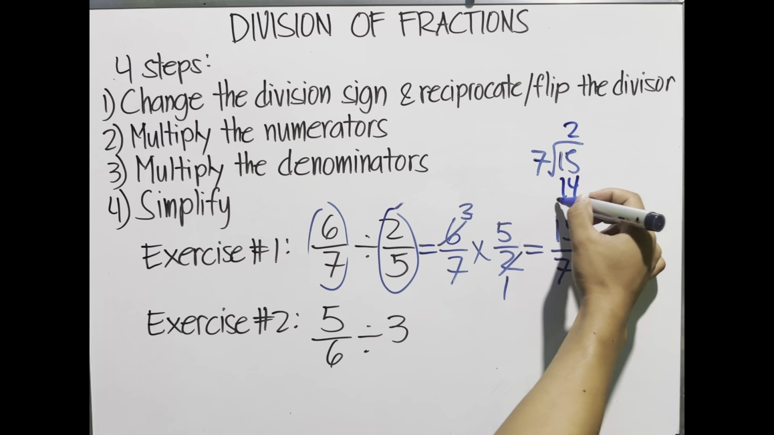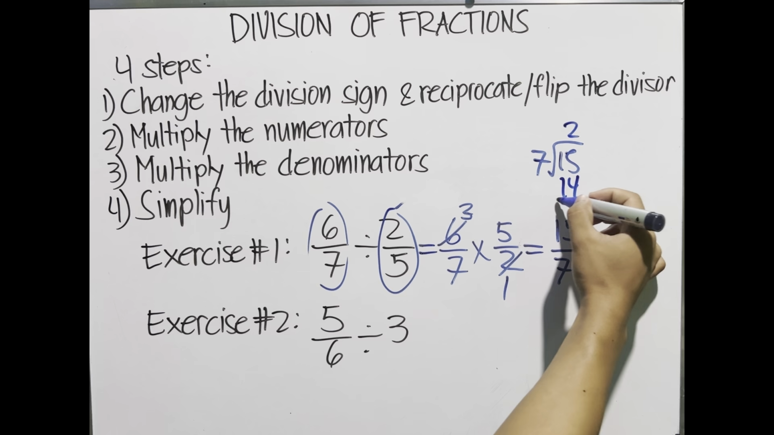So, pwede tayong mag-reduce dito. 6 divided by 2, that is 3. 2 divided by 2, that is 1. Then, multiply na natin. 3 times 5, that is 15. 15 over 7 times 1, that is 7.